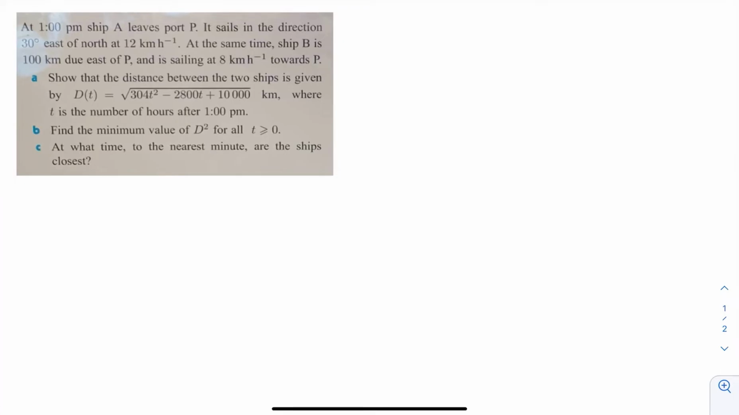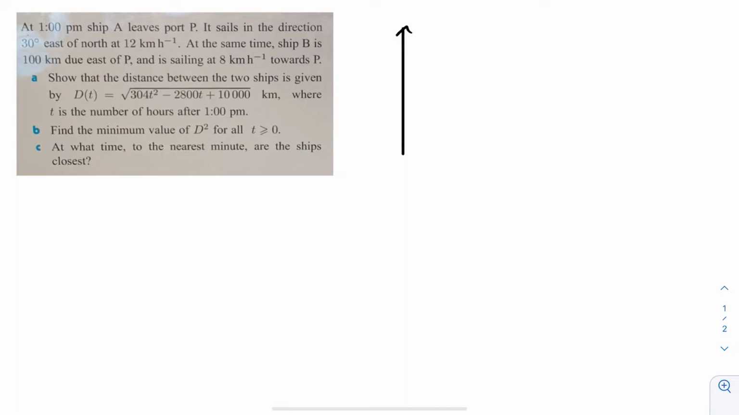Okay, so for this question, we're told that at 1 p.m., ship A leaves port P. It sails in the direction 30 degrees east of north at 12 kilometers per hour. At the same time, ship B is 100 kilometers due east of P and is sailing at 8 kilometers per hour towards P. So I'm going to draw a diagram of this entire situation so I can better understand it.